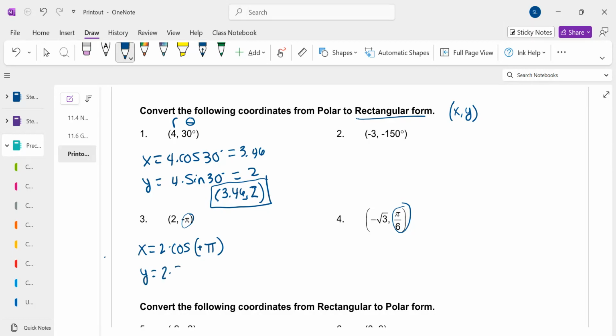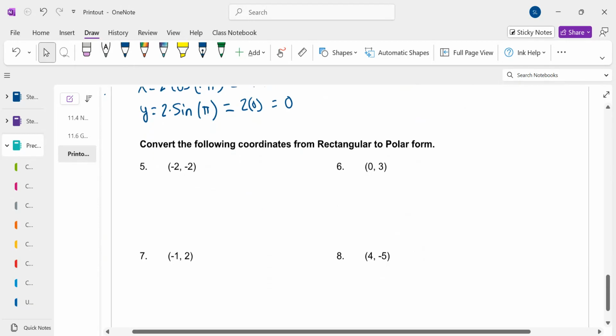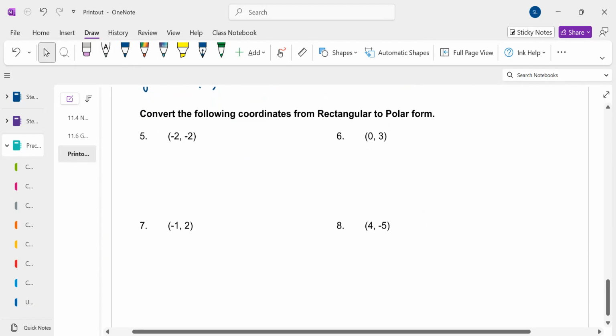Y is going to be 2 times sine of pi. Cosine of pi, that's over at 180. That's going to be -1, so it's 2 times -1, which is -2. My sine at pi is going to be 0, so it's 2 times 0, which is 0. And that's going to get you coordinates of -2 comma 0. You can try 2 and 4. I'm going to move down and do a few of these, and then we'll be done.